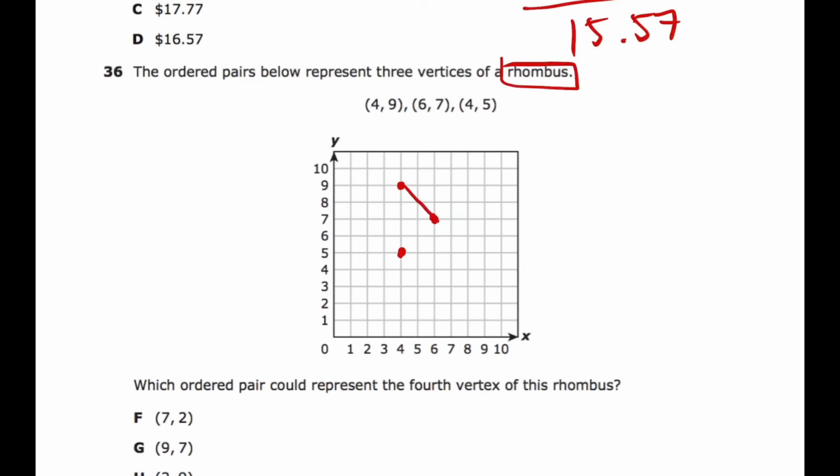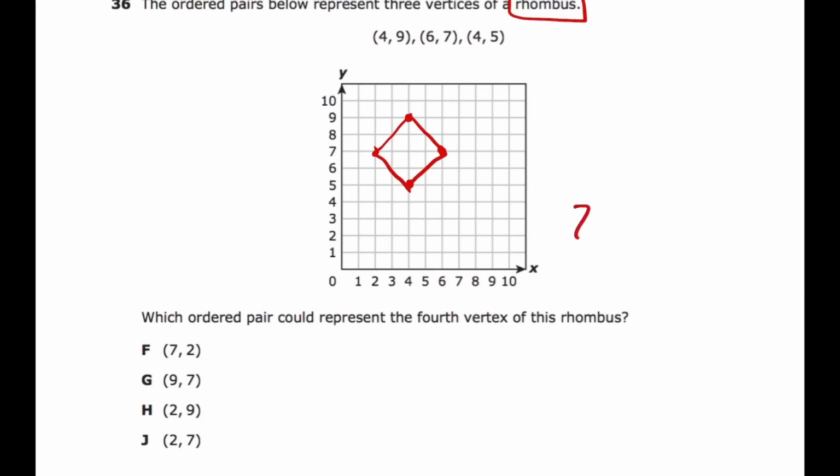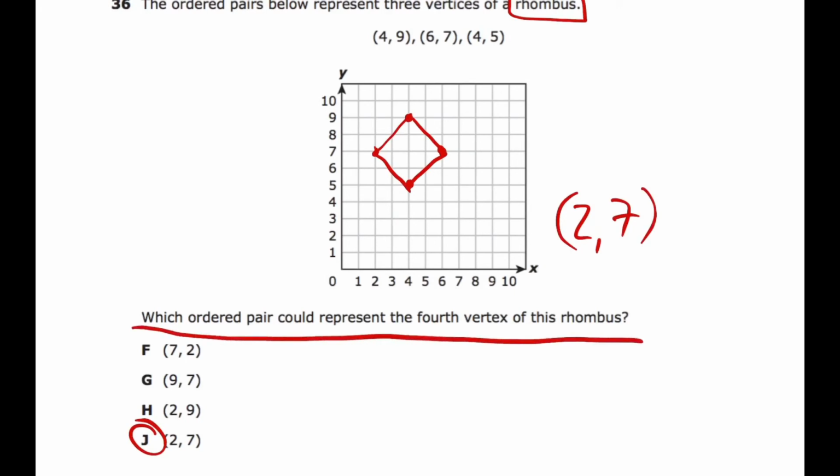And so when I connect these, it looks like to make a rhombus, I'm going to have to put this point here. And that's going to make my rhombus. And this point, as I start at the origin, I run 2, jump 7. So I'm looking for run 2, jump 7. And yep, sure enough, I do have the answer choice for which ordered pair could represent the 4th vertex of my rhombus. Last question for today.